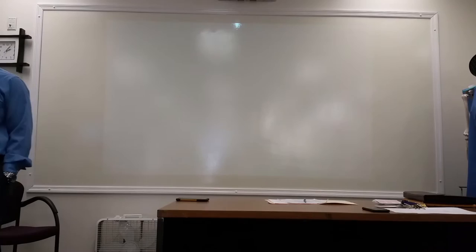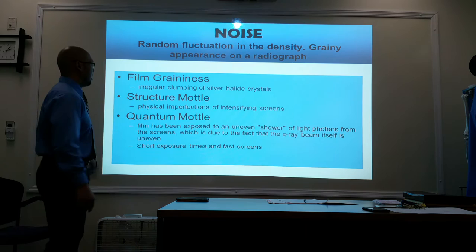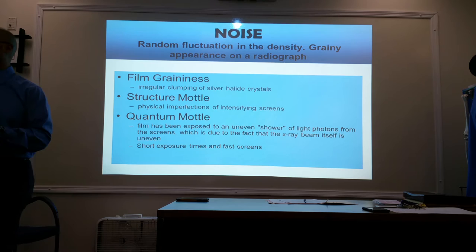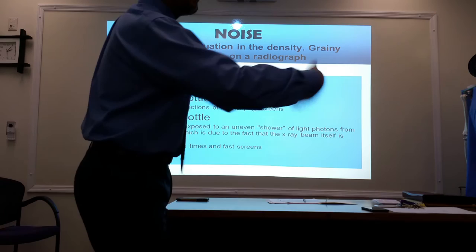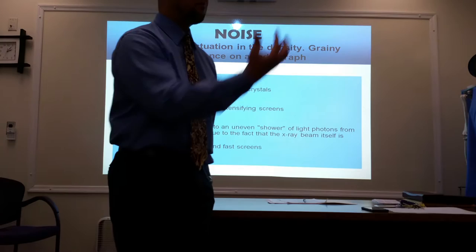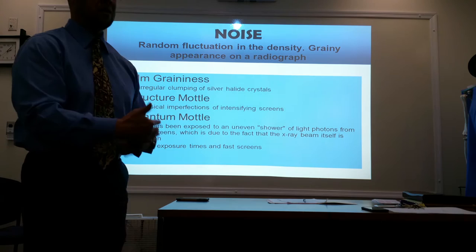The sample that I gave you up here on the slide was referring to the showering of the X-ray beam. Film has been exposed to an uneven shower of light photons as well as X-ray photons, which is due to the fact that the X-ray beam itself is uneven. When we're talking about showering, think of your sidewalk broken up into separate blocks. If it rained for a very short period of time, the sprinkles of water are only going to create dots on each of those slabs. So that slab is going to be dotted.